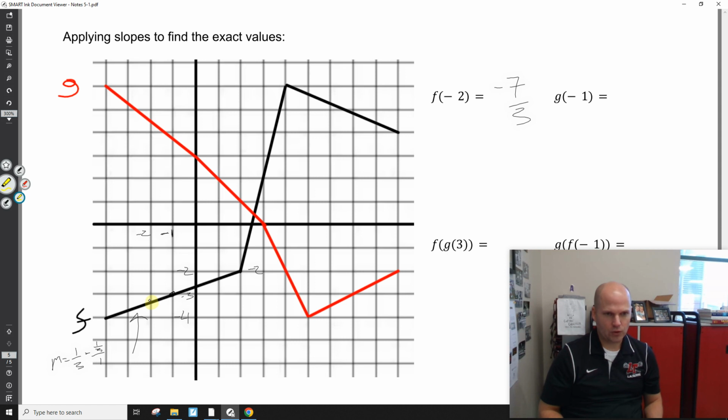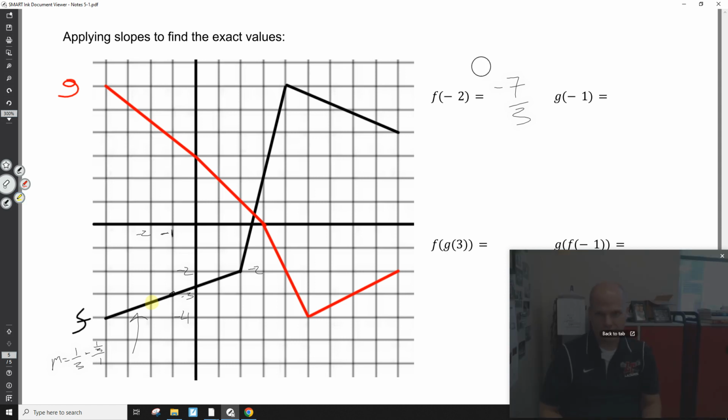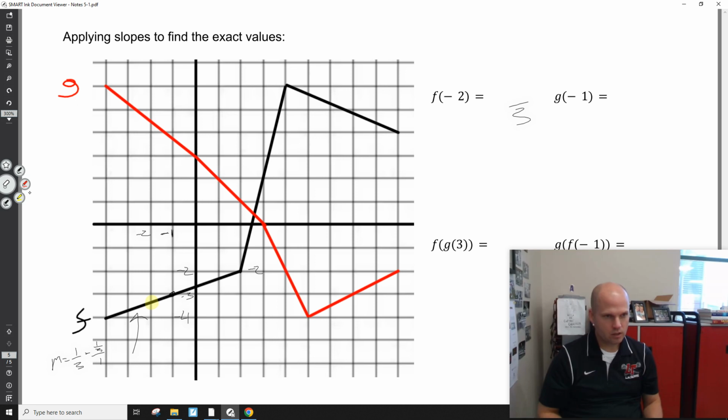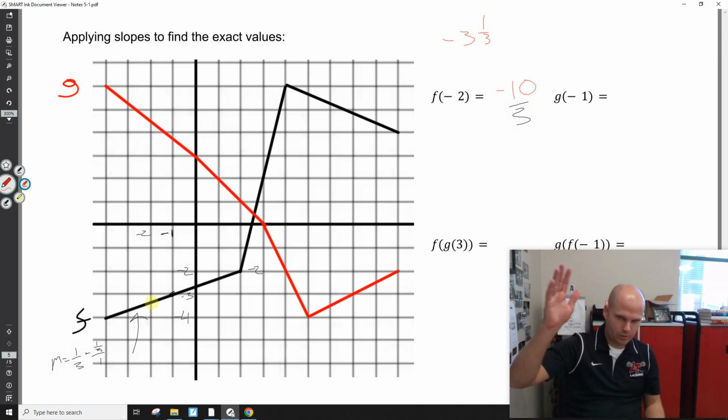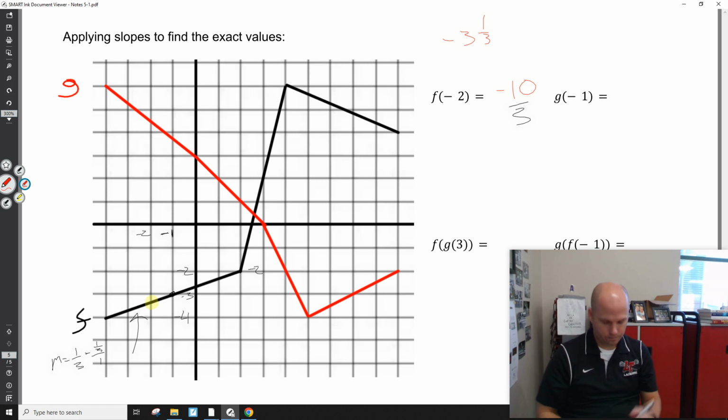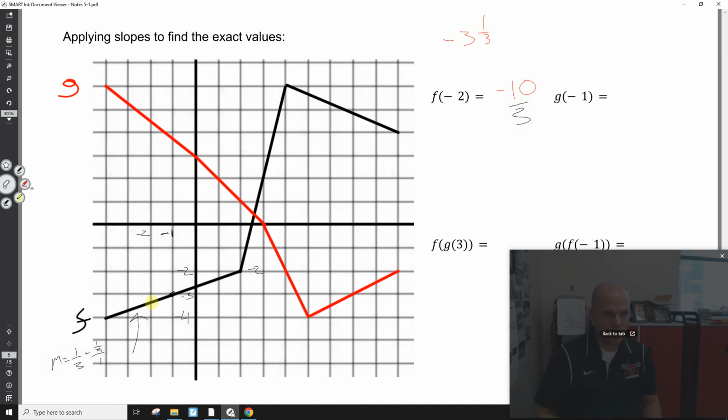I go up a third over 1. I'm at negative 3 and a third. That's not negative 7/3. Negative 3 is negative 9/3. Negative 3 and a third is negative 10/3. My bad, I was thinking 2 and a third. Cool. Let's look at g of negative 1.